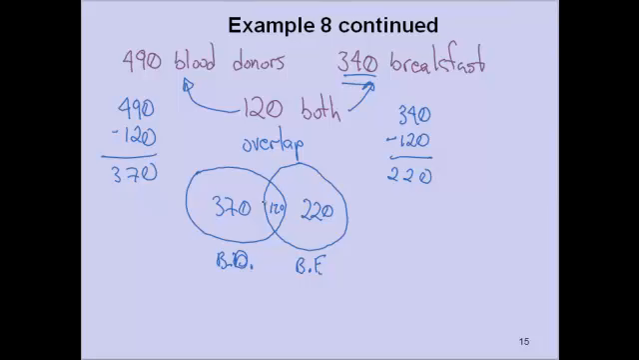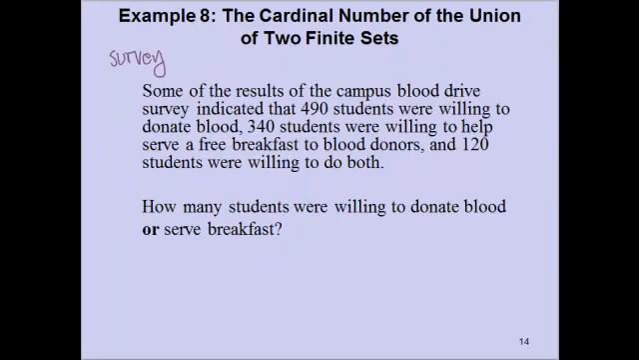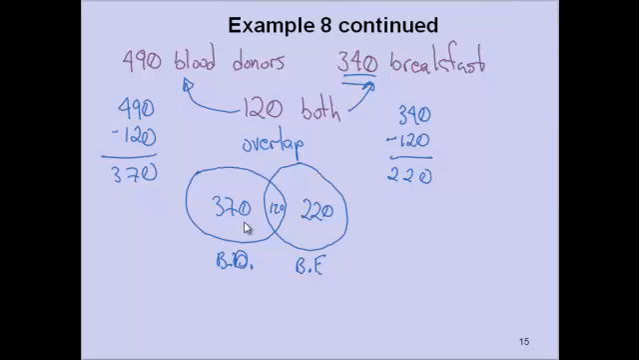So the actual question was, how many are willing to donate blood or serve breakfast? Well, that's each of these three added together, because I've already taken out the overlap. These 370 are only in here. The 120 are only in here. And the 220 are only in here. So I add up those. 7, 8, 9, 10, 11. Carry the 1. 4, 5, 6, 7. 710. And so that number makes us happy.